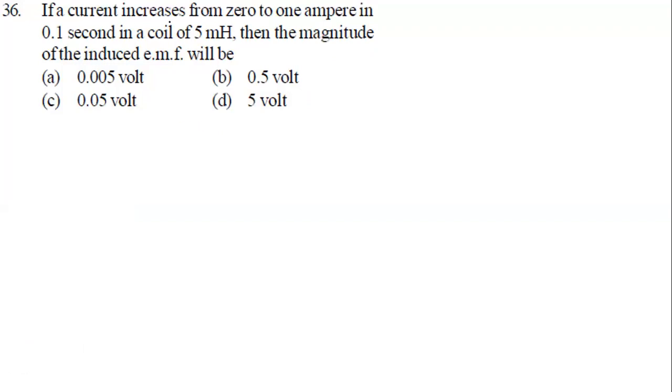If the current increases from 0 to 1 ampere, so current is increased from 0 ampere to what now? 1 ampere. In how much time taken? 0.1 second. A coil of self-inductance 5 millihenry. Okay, the magnitude of induced EMF they ask. Again, same formula, equal to minus L into di by dt.